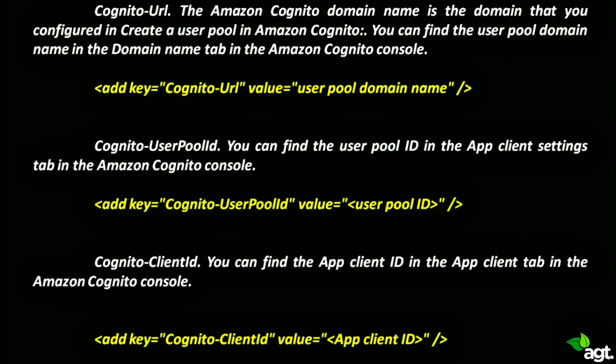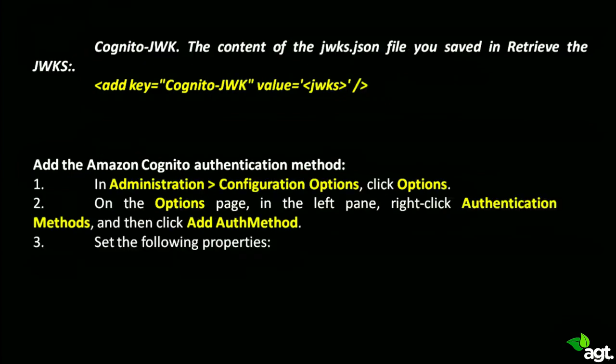And the Cognito user pool ID: you can find the user pool ID in the App client settings tab in the Amazon Cognito console. The code is add key equal to "CognitoUserPoolID", and the value is the user pool ID. And the Cognito client ID: you can find the application client ID in the App client tab in the Amazon Cognito console. So add key equal to "CognitoClientID", and value equal to the application client ID. So what about the Cognito JWK?